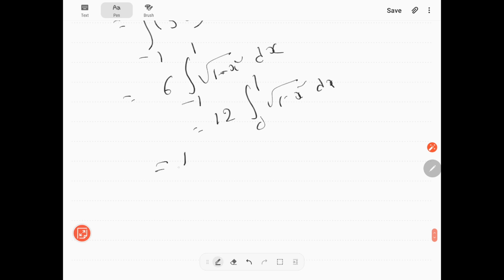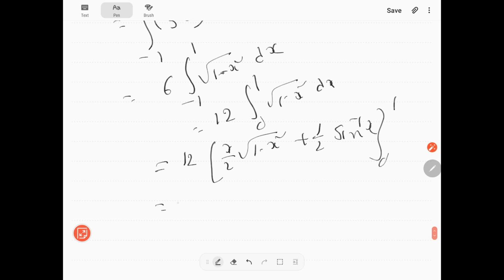So this integral is easy. 12 times x by 2 root over 1 minus x square plus a square by 2, that means the formula: x by 2 root a square minus x square plus a square by 2 sine inverse x by a. So this is sine inverse x between 0 to 1. So this is 12 times.